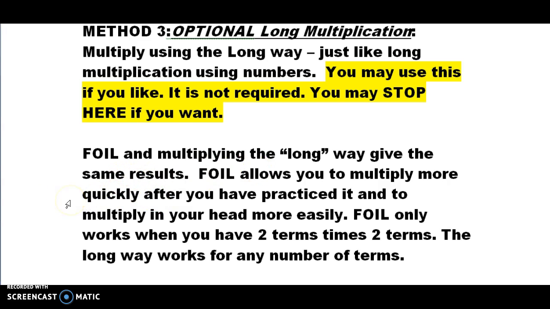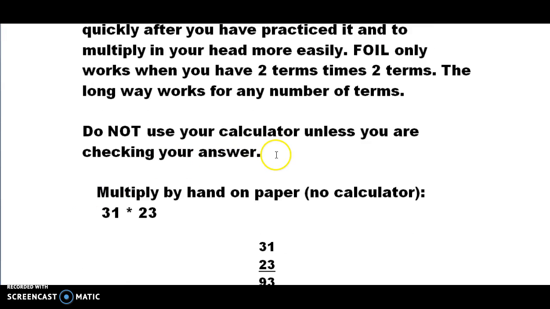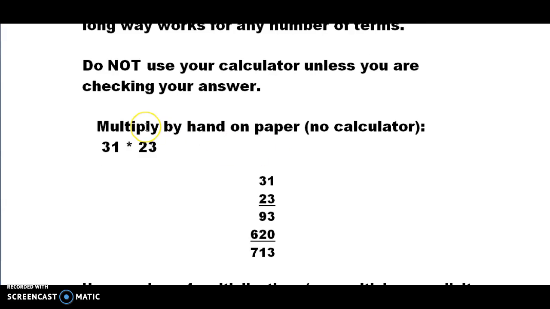FOIL probably allows you to multiply more quickly after you've practiced it, and you can multiply things in your head more easily. But FOIL only works when you have two terms times two terms. The long way works for any number of terms. So what I'd like you to do is not use your calculator unless you want to check your answer, but multiply by hand 31 times 23.